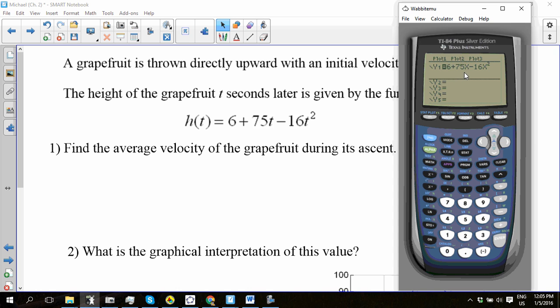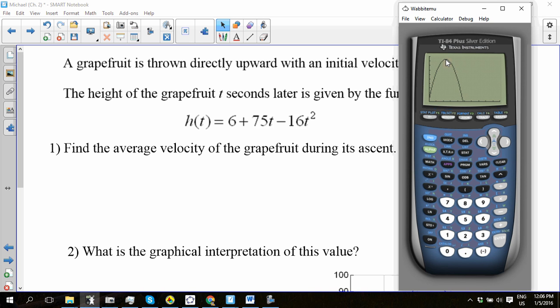6 plus 75x minus 16x squared. Okay, you know what? Zoom fit did not work very well. Window. Let's just go 10 seconds. And let's take y from 0 to 100 feet by 10s. Alright, that's looking better. So it reaches its peak.